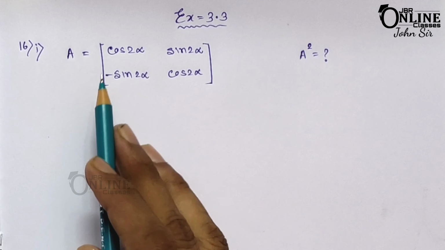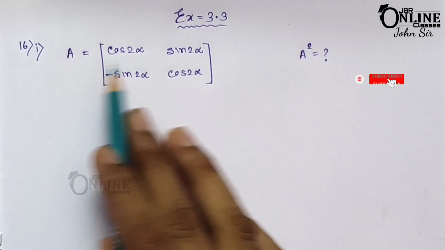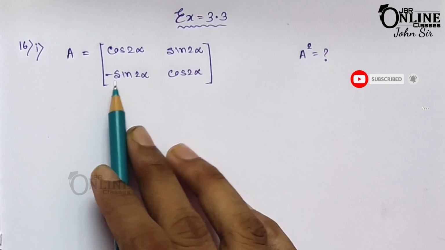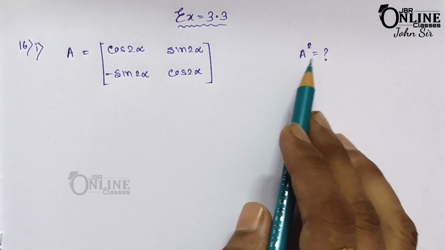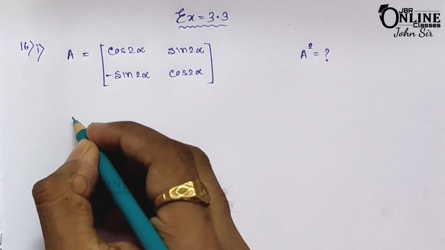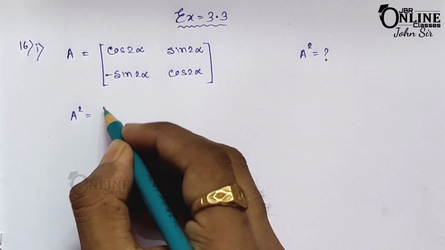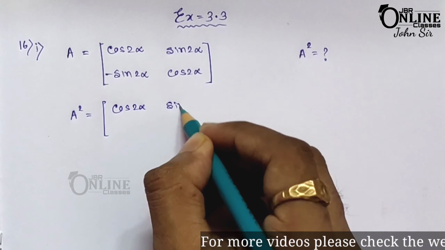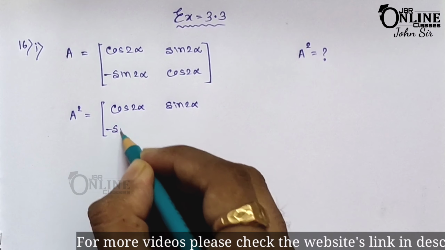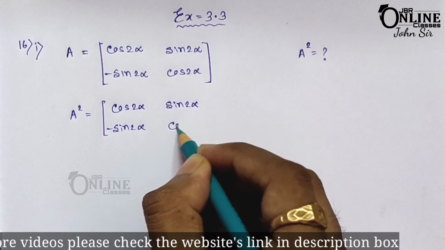So here the given matrix A equals cos 2 alpha, sin 2 alpha, minus sin 2 alpha and cos 2 alpha. Now you have to find out the value of A square. So A square means A into A. That means you have to write down this matrix 2 times. So write down here the elements of the matrix.